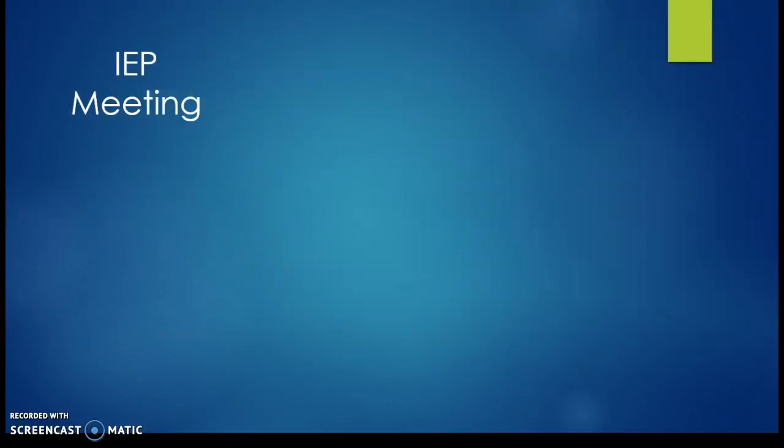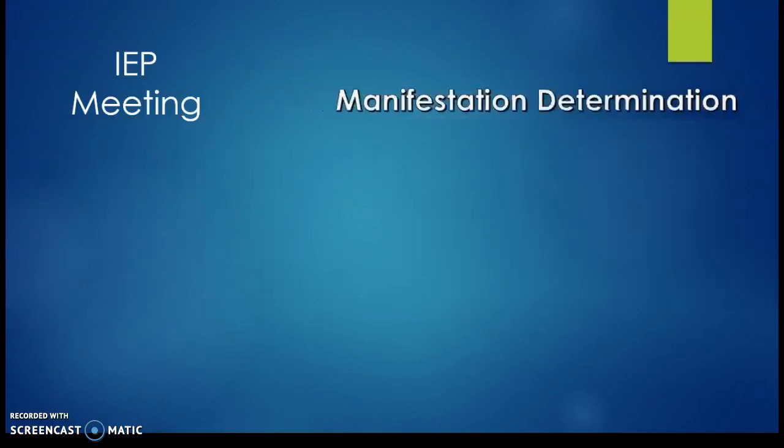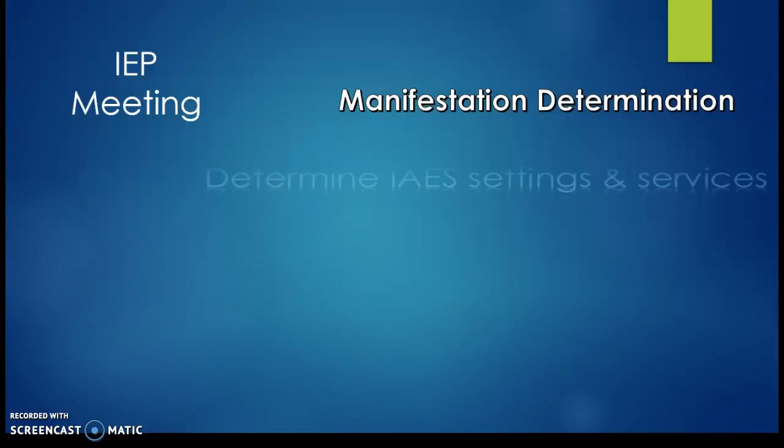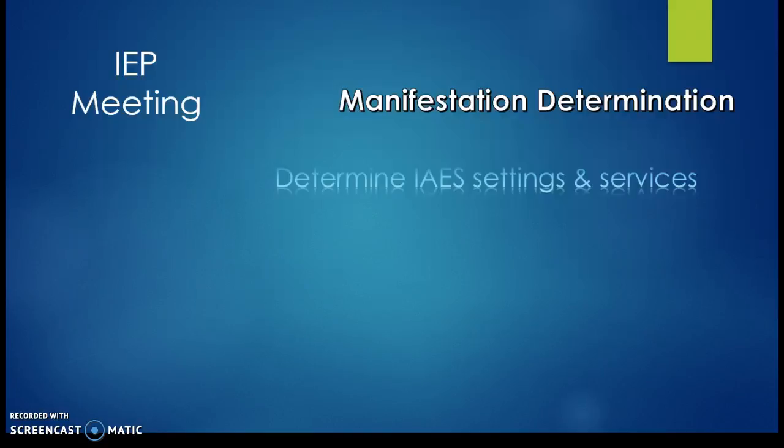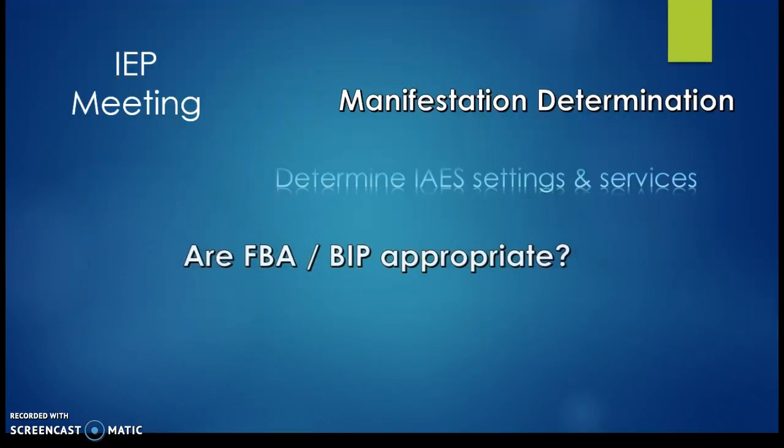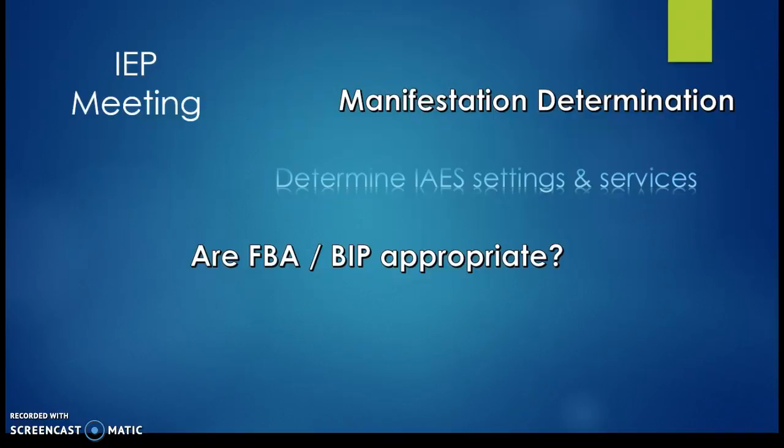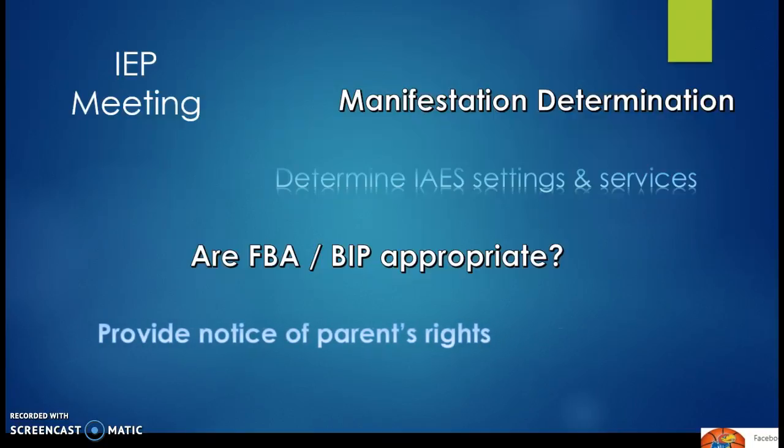Under these conditions, you must still have an IEP meeting to do the following things: to make a manifestation determination, determine if this behavior is really related to the disability, to determine the interim alternative educational settings and services, to determine if the functional behavioral assessment or the behavior intervention plan are appropriate or if they need to be reworked, and to provide notice of the parent's rights.